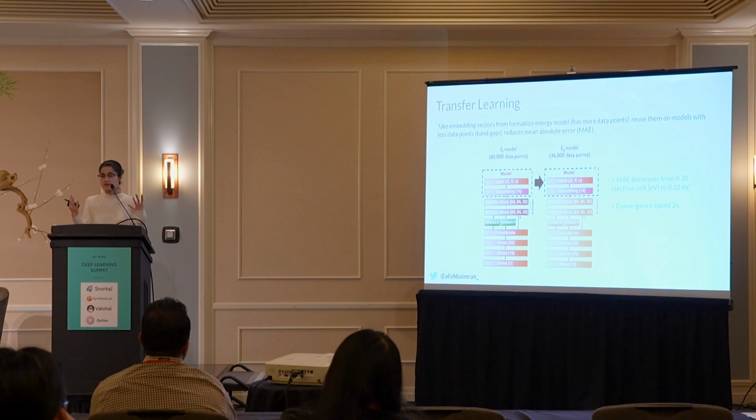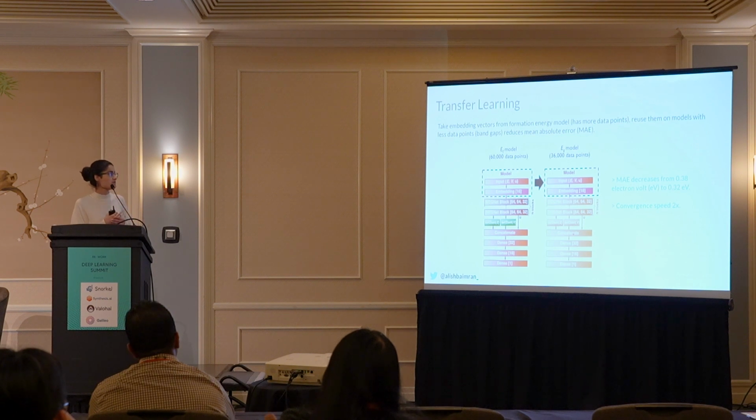Another big area that a lot of you might have already thought of is, why don't we just do transfer learning? And that's a big piece, and I think that's an area that is still being explored a lot more: how can we use data from another domain that we have more of to make predictions in a domain where we might not have as much data. So here's an example of doing that with formation energy, because we have a lot more data for formation energy compared to, let's say, band gaps.